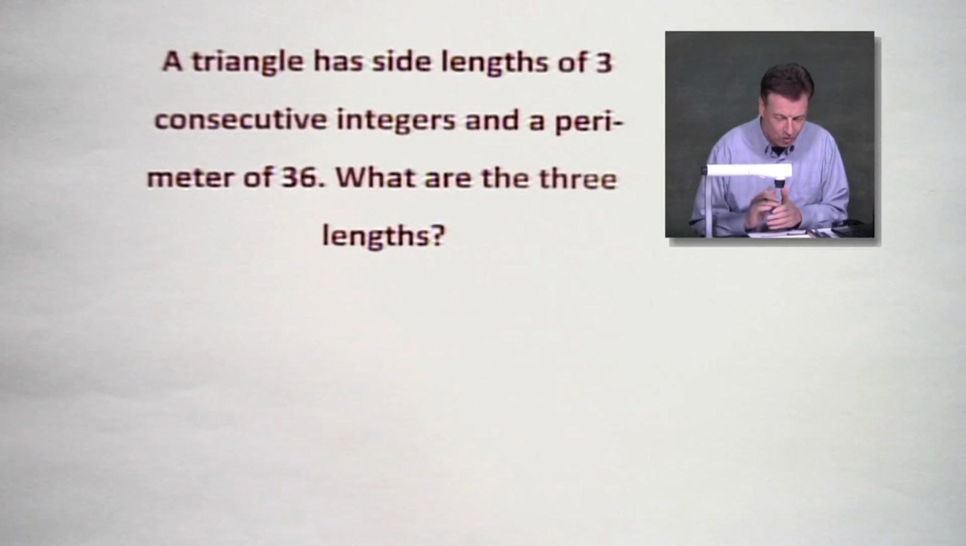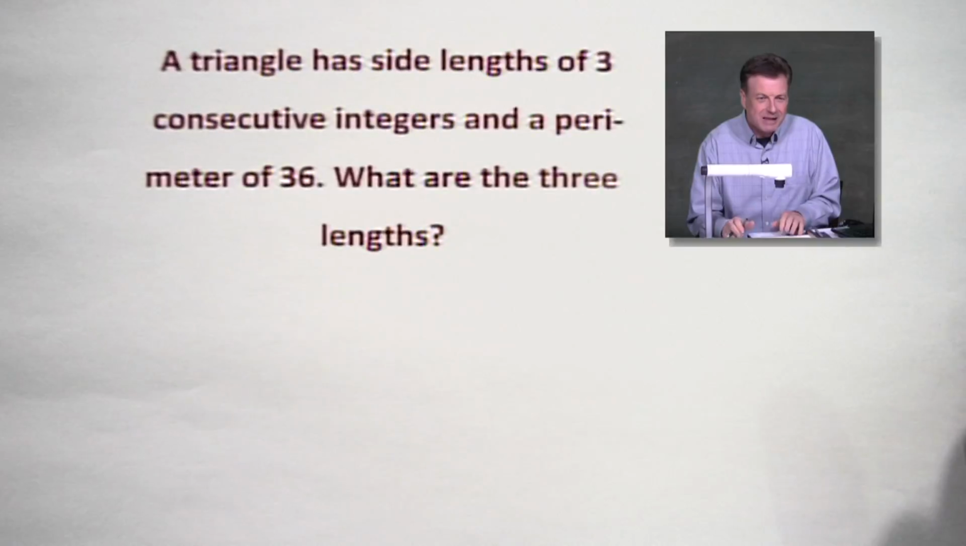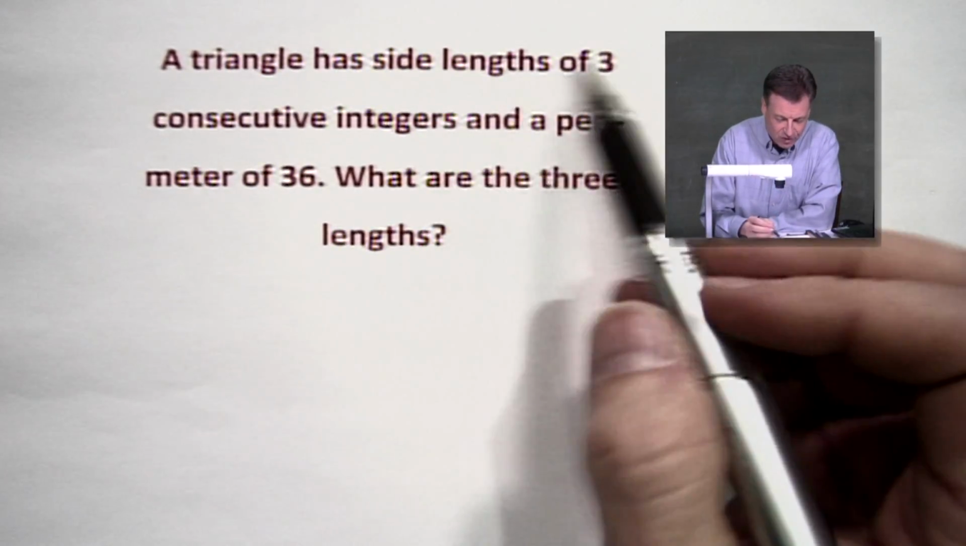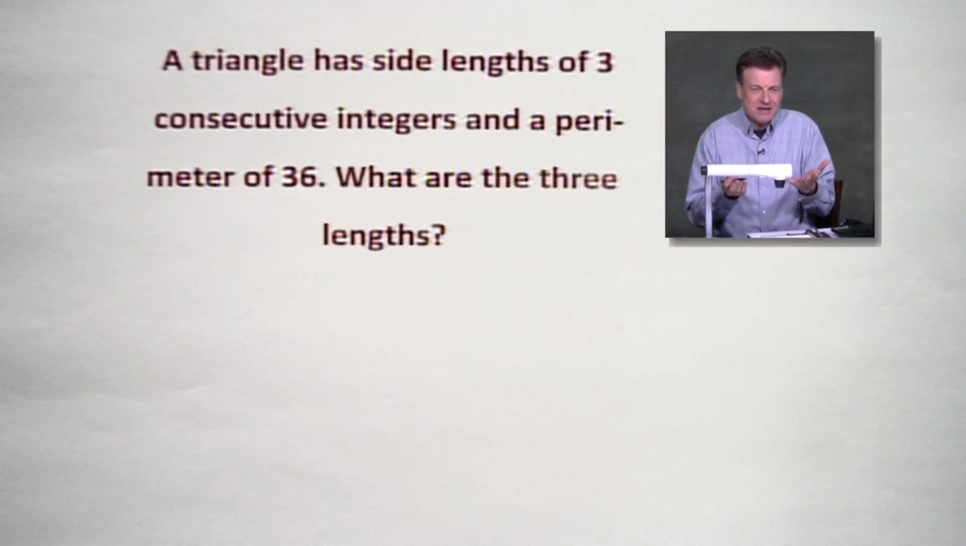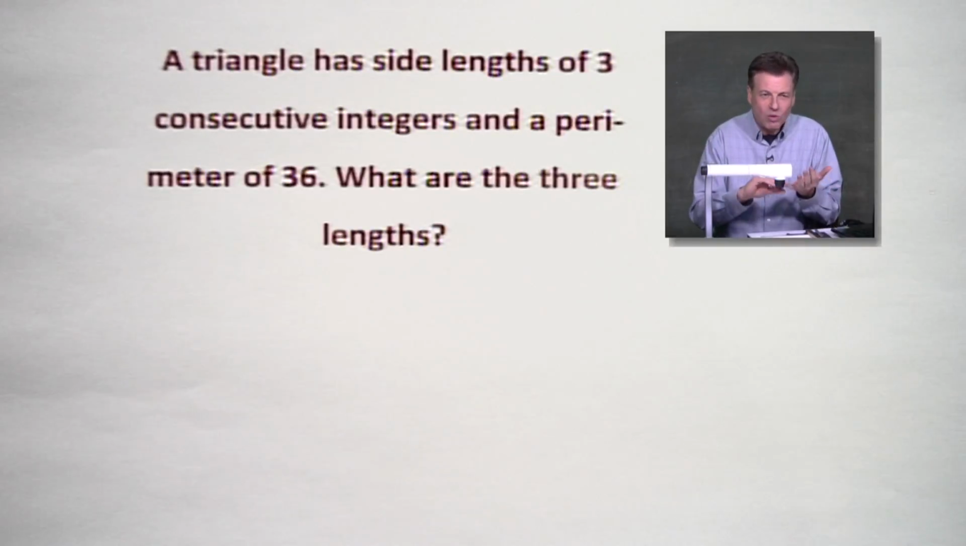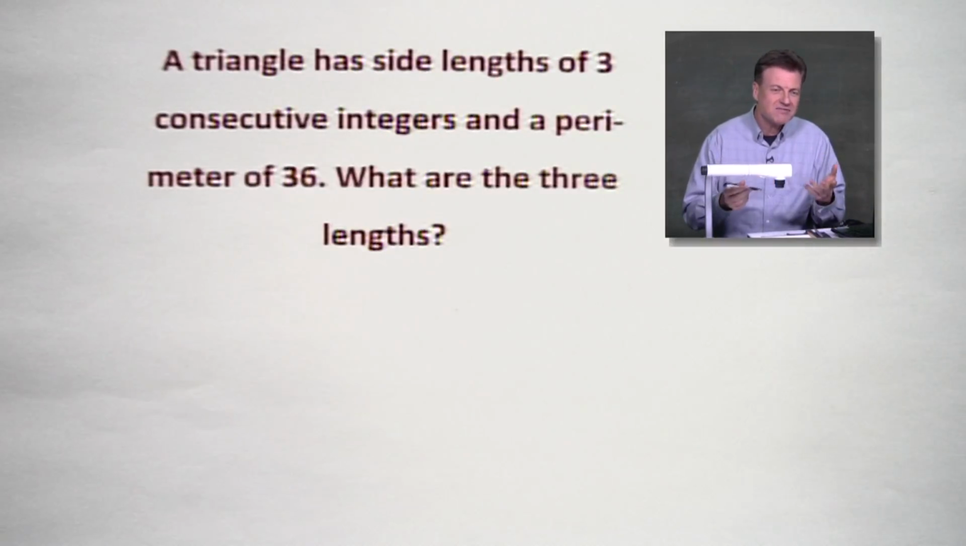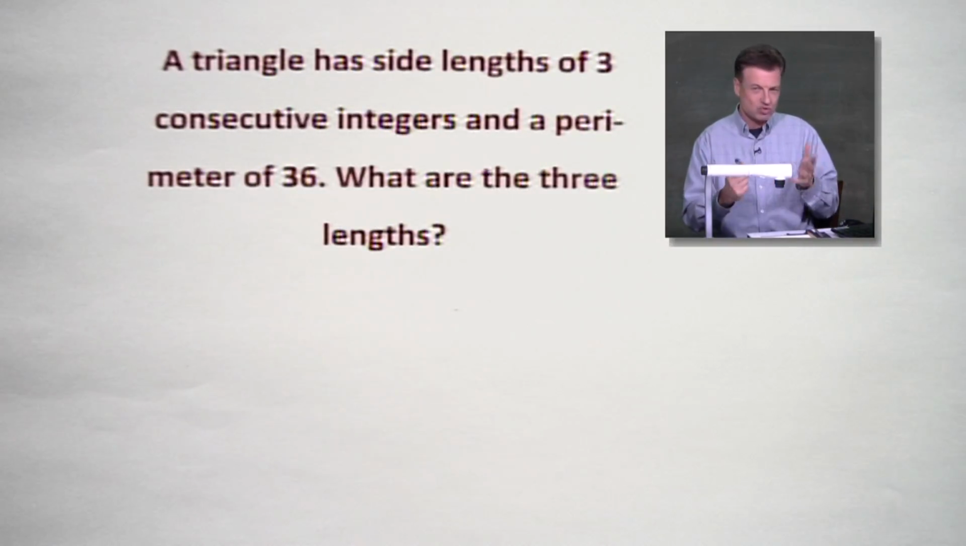Let's see how this is going to work. First of all, let's play with it a little bit. When we're thinking of 3 consecutive integers, what does that mean? What's an integer? Well, integers are like 1, 2, 3, 4. They're counting numbers. They could be negative, but not on a triangle. Perhaps 5, 6, 7. Those would be consecutive integers, 3 of them.